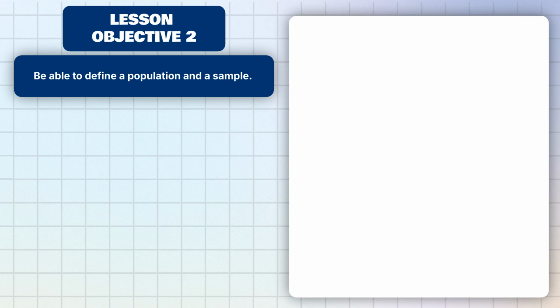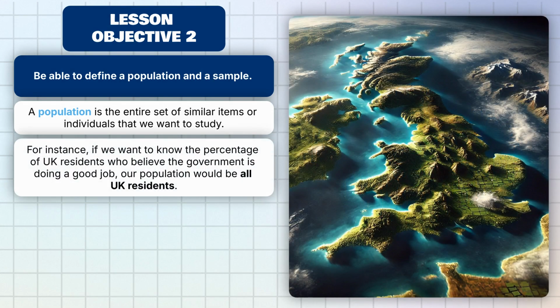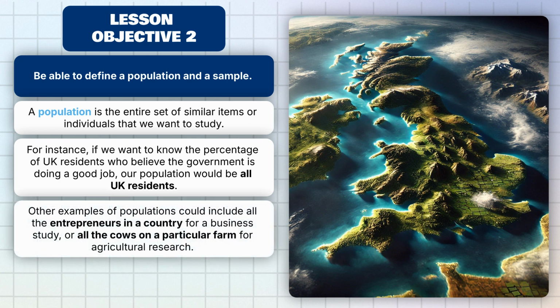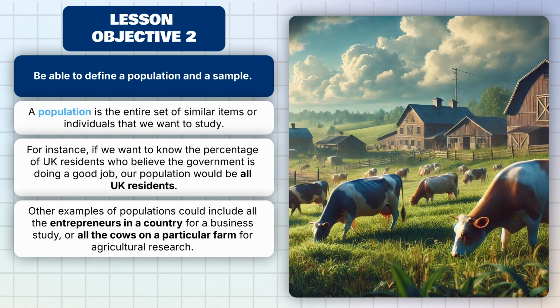Next, let's define some key terms in statistics, starting with the concept of a population. A population is the entire set of similar items or individuals that we want to study. For instance, if we want to know the percentage of UK residents who believe the government is doing a good job, our population would be all UK residents. Other examples of populations could include all the entrepreneurs in a country for a business study, or all the cows on a particular farm for agricultural research.